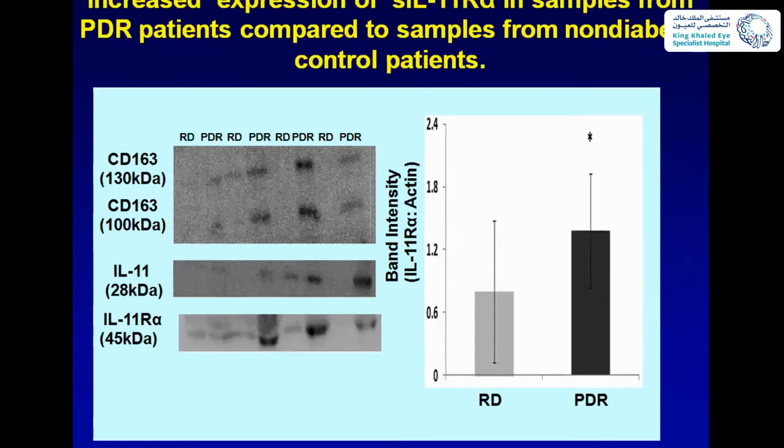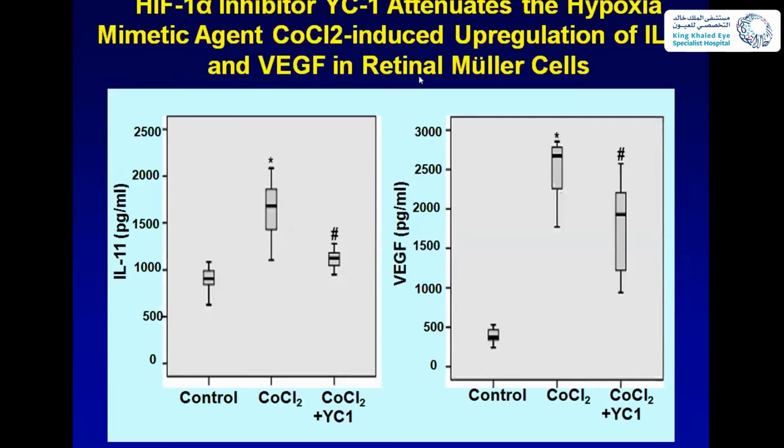Now the second testing is what we have done with the vitreous sample by Western blot. Here in the Western blot, you can see the level of this receptor in PDR is high. We have already demonstrated that in the membrane, this cytokine level is high, and in the vitreous also, this cytokine level is very high.